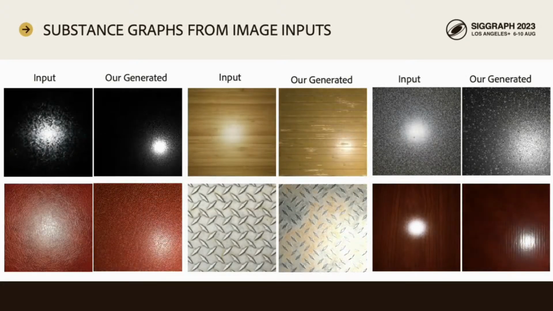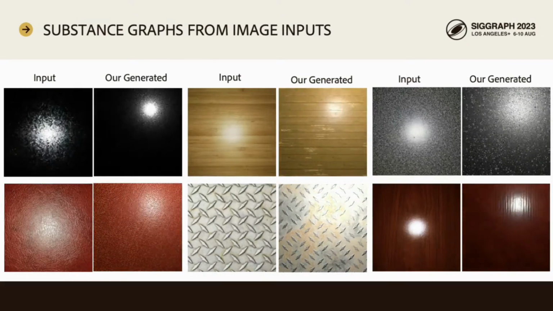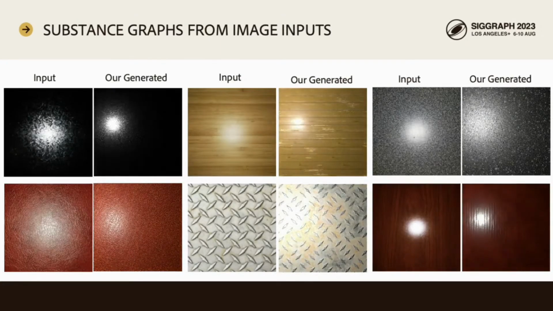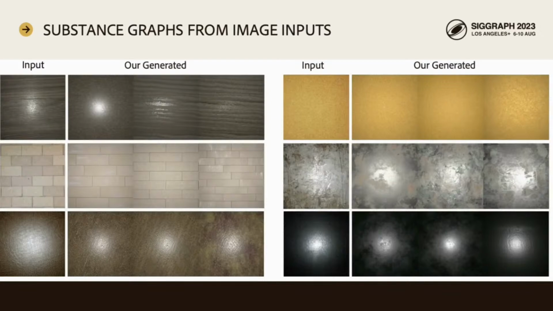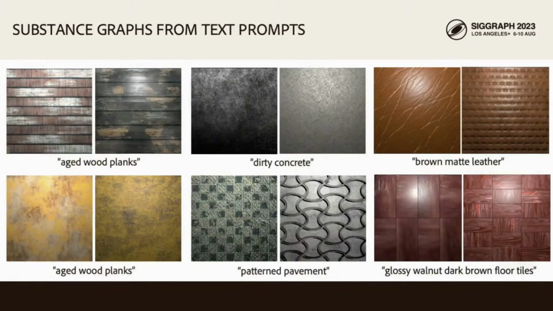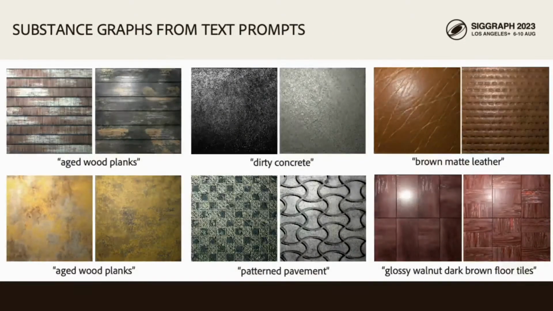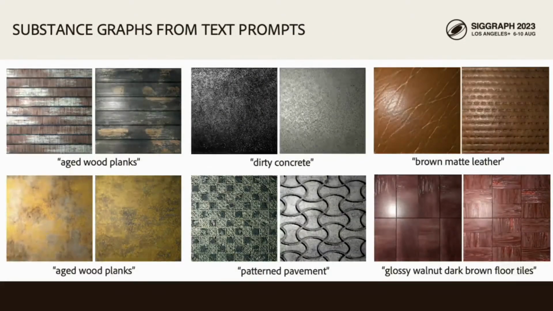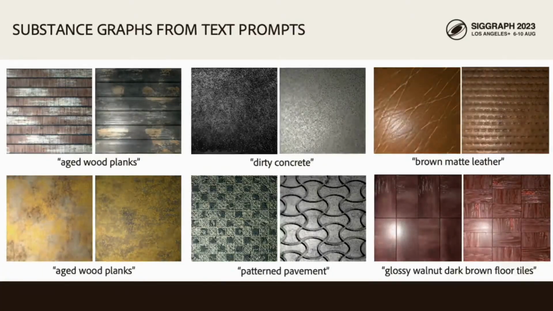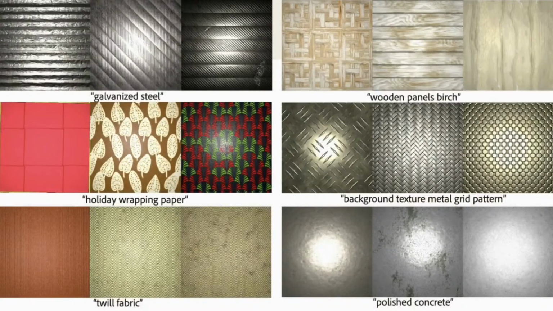Here are a few more examples where you can see the input image on the left and the generated material on the right. This example as well shows the input image on the left and multiple variations of the generated substance graph on the right. Here are a few more examples of fully procedural substance graph generated from prompts. Of course, all those graphs are fully editable in Substance Designer, making them a great starting point for custom graphs and more advanced materials.